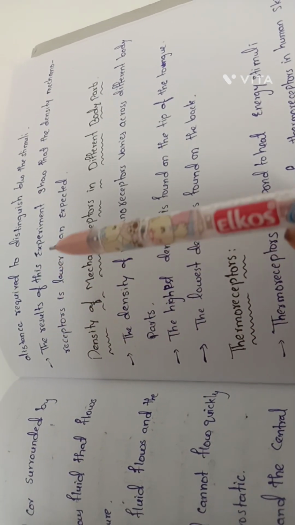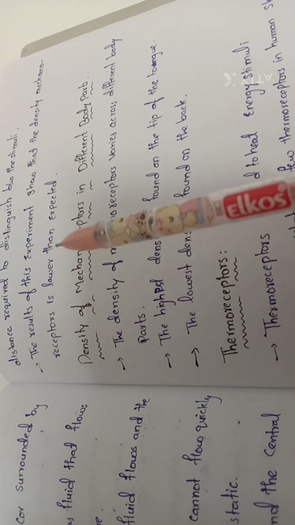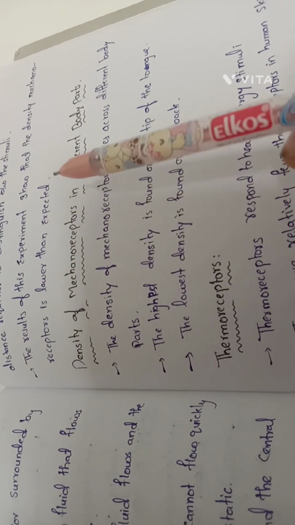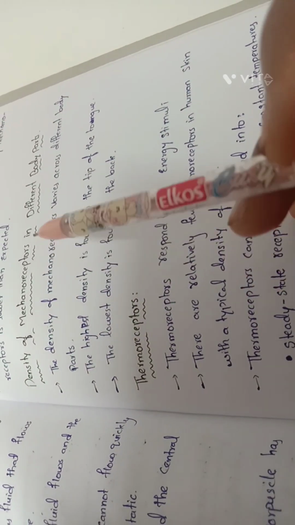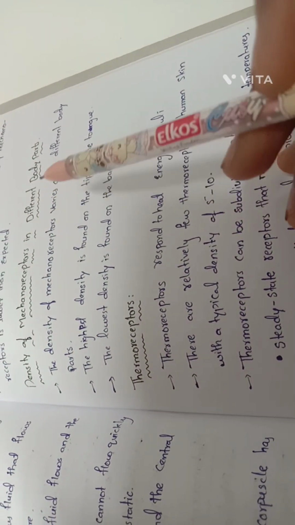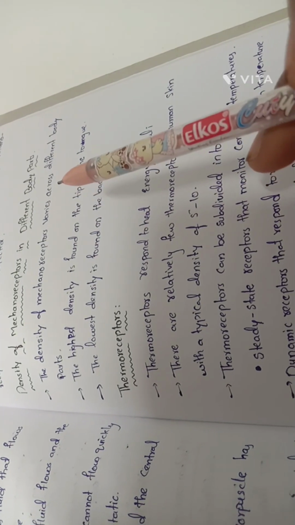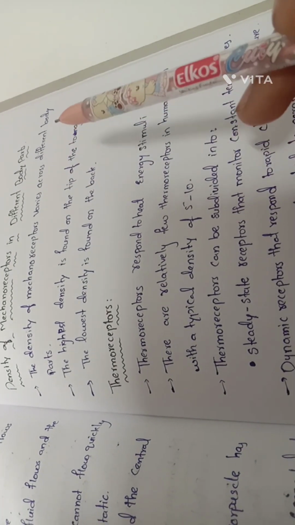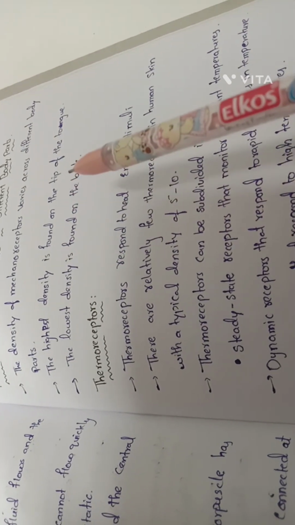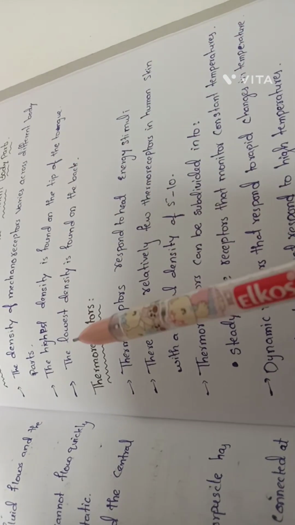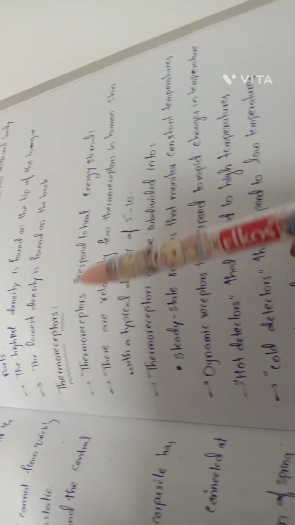The result of the experiment shows the density of mechanoreceptors is lower than expected. The density of mechanoreceptors varies across different body parts. The highest density is found on the tip of the tongue. The lowest density is found on the back.